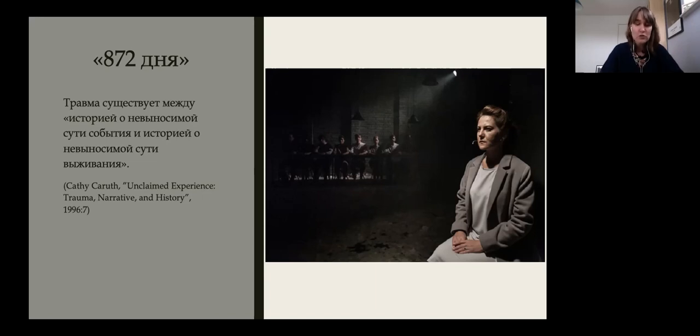As Cathy Caruth notes, there is a direct parallel in literature between survival and trauma. In her book, Unclaimed Experience: Trauma, Narrative and History, Caruth notes that trauma exists between the history of unbearable events and the story of the unbearable survival. This performance is put within the space that is limited by glass walls. This is the metaphorical wall between the past and the present, between the world of the dead and the world of the living.